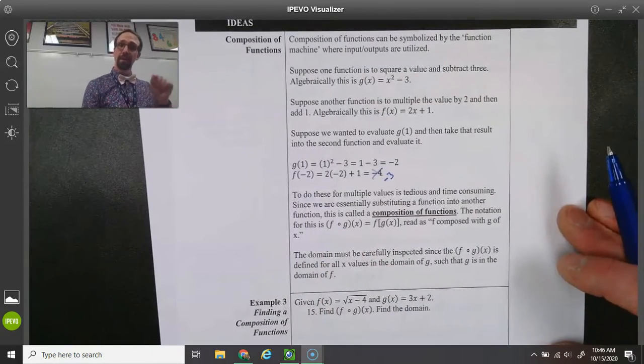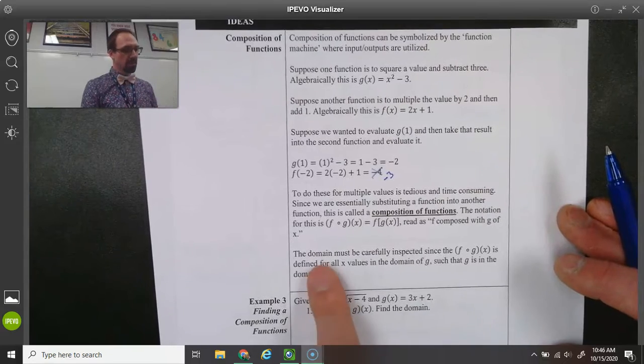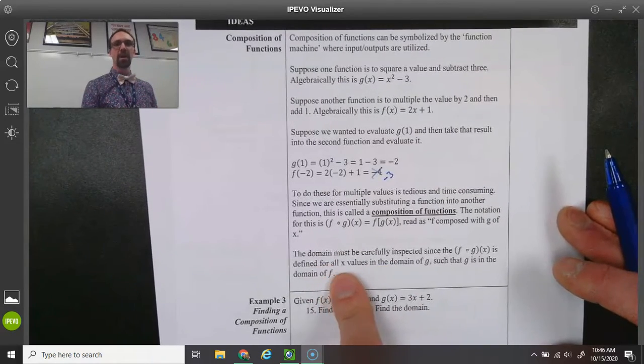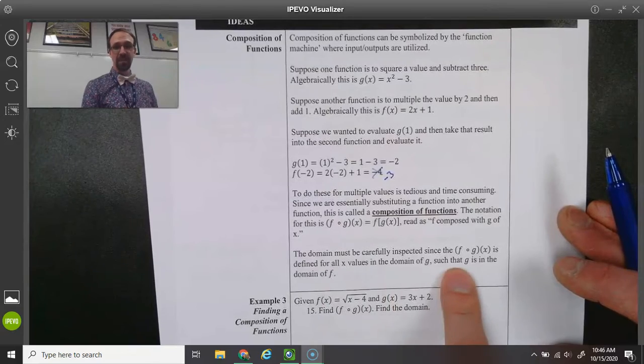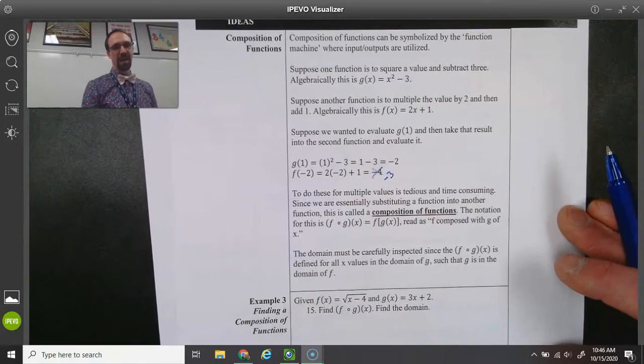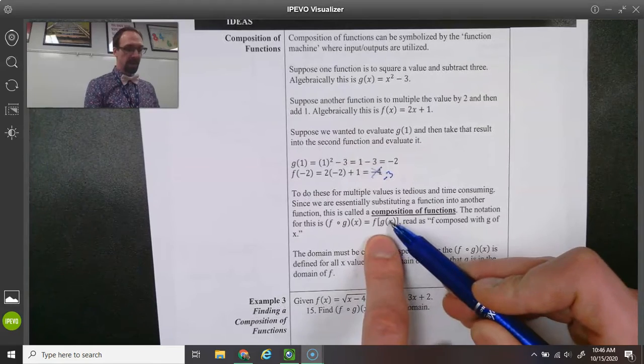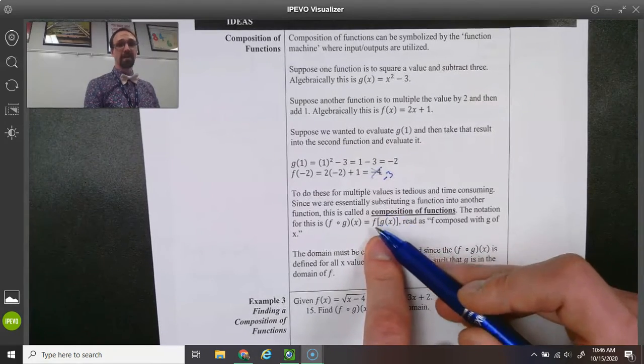The order is very important. F composed with g of x is different than g composed with f of x. We also have to be very careful with the domain of values, because it has to be all the x values in the domain of g such that g of x is in the domain of f. So the domain of this inner part must work inside the domain of this outer part.